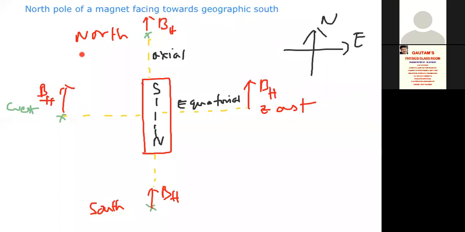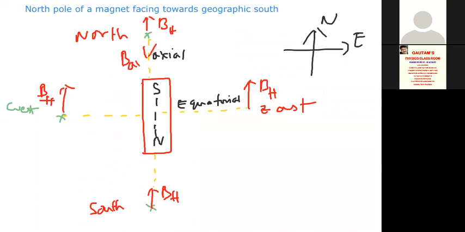Now, what are the directions of the magnetic field we obtain because of the magnet? Let us observe carefully here. So now this is the axial line. First, we'll discuss the axial line. For the axial line, B axial is always in the direction from south to north of the magnet.